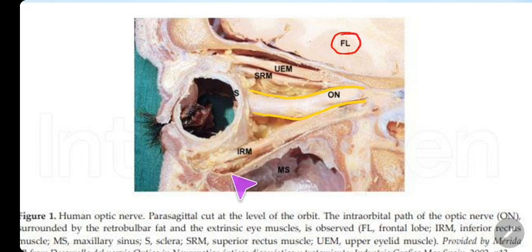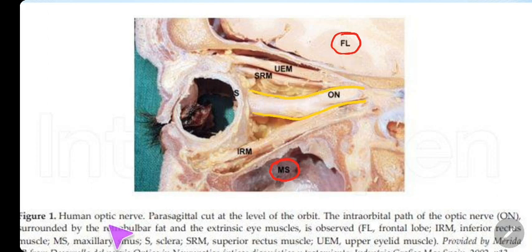Then this is the floor of the orbit, and the floor is formed by the maxilla. Most of it is formed by the maxilla. Posteriorly, it is formed by the sphenoid, and don't forget there is a portion of the palatine bone also participating in the floor. Down below in this floor you find the maxillary sinus. I am telling you this because clinically you get to know how infections spread and reach the orbit. So this is the maxillary sinus, and any sinusitis and infection might also reach up to this portion.